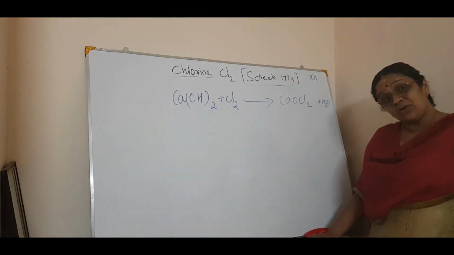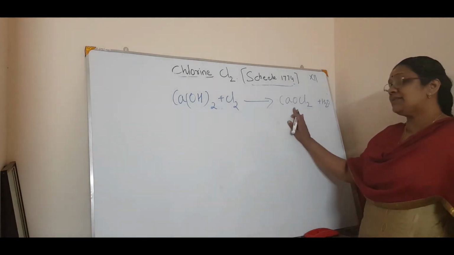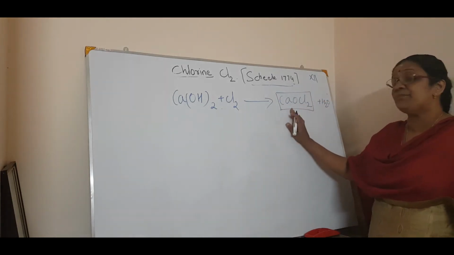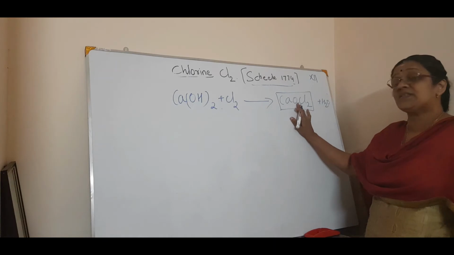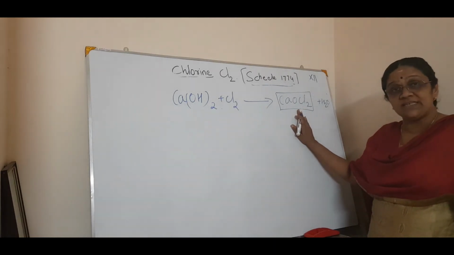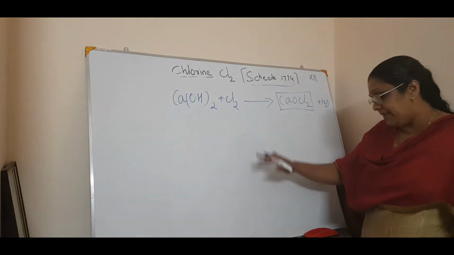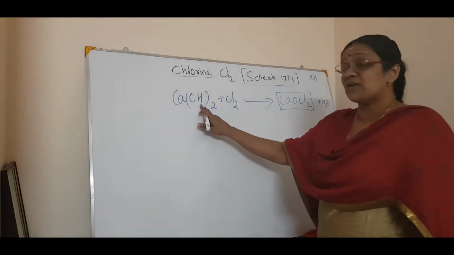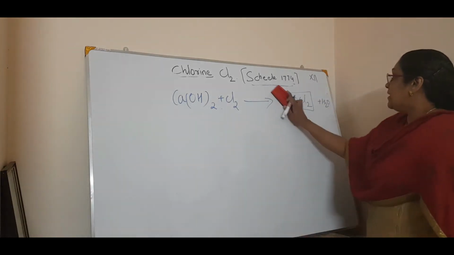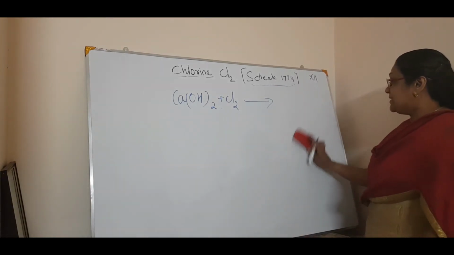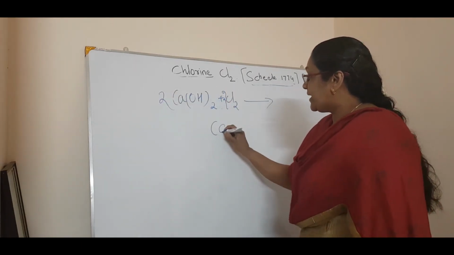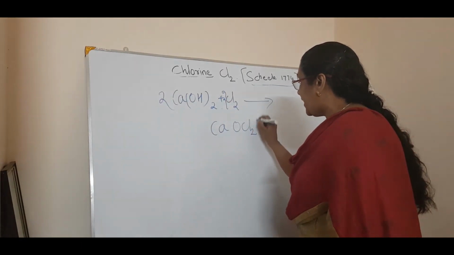But the actual composition of bleaching powder is something else. Just for your smaller classes, we will simply say it is calcium oxychloride. But actually the composition of bleaching powder is different. That means, again, calcium oxychloride on treatment with chlorine, then the bleaching powder formula is different. If I balance it, you will get calcium oxychloride twice.